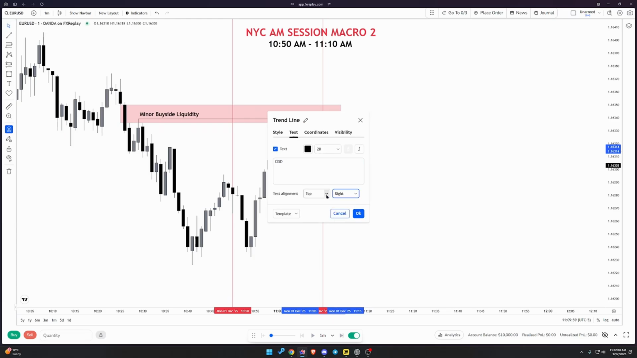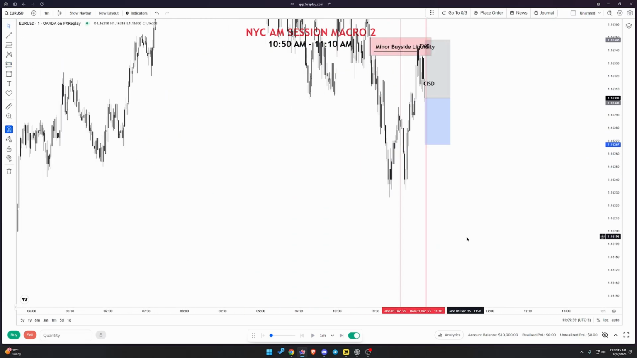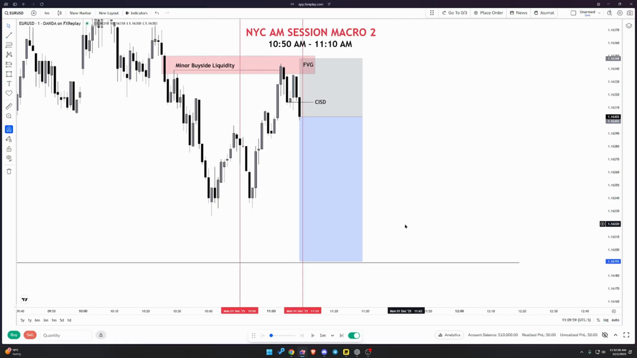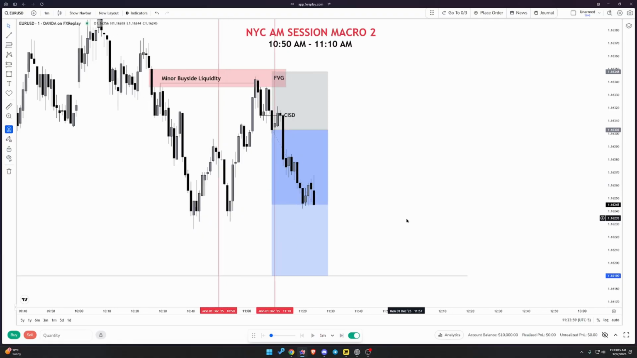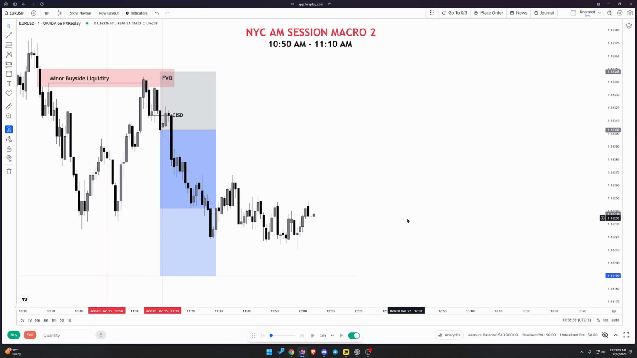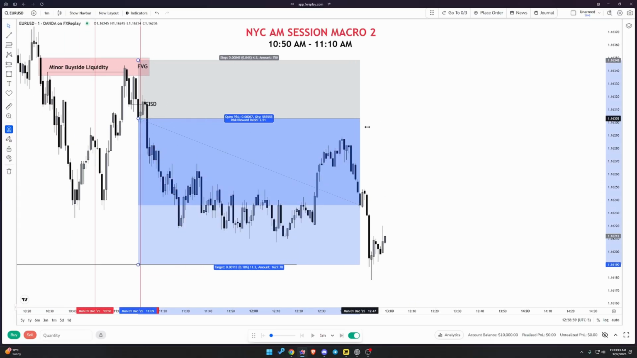Now we have a change in state of delivery. So we will enter right here, place our stop at the high, and target the sell side liquidity. Price started moving to the downside, went sideways for a while, took a retracement to the upside, and then delivered the price to our target.